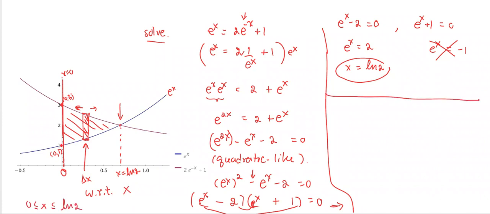And that will help you set up the definite integral to find the area. The area bounded by these three graphs is set up as the definite integral from 0 to the natural log 2 of the upper limit. The upper is 2 times e to the negative x plus 1, subtracted by the lower. The lower is e to the x. And with respect to x, okay, that's the setup.